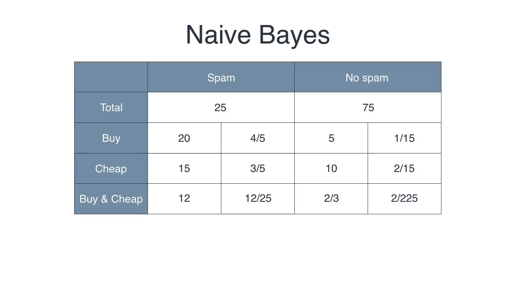So now we have to normalize, right? We have to see what is the split, what percentage are spam among the total ones. And the total ones is 12 plus 2/3. That's all of our emails that contain the words buy and cheap. So we divide 12, the spam ones, by the total, which is 12 plus 2/3, and we get 36 over 38, which is 94.737.